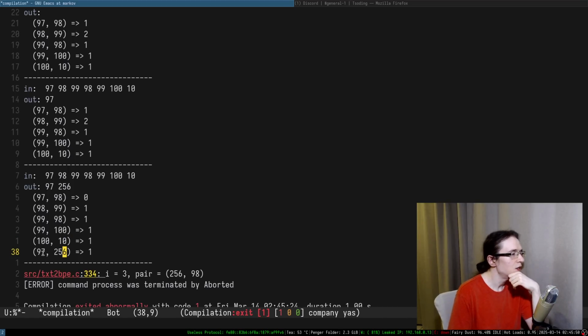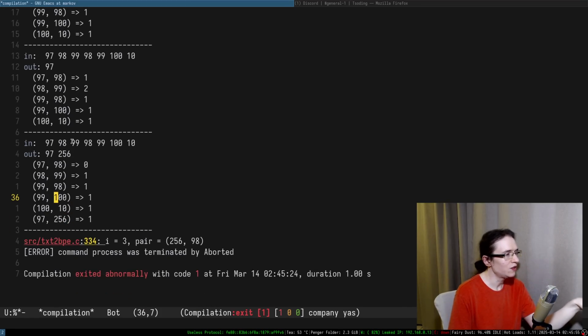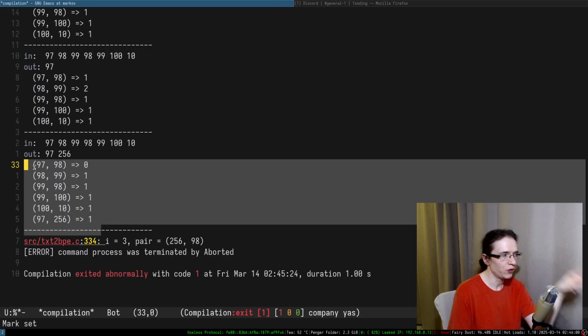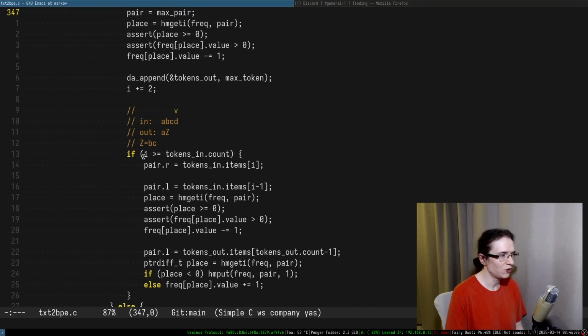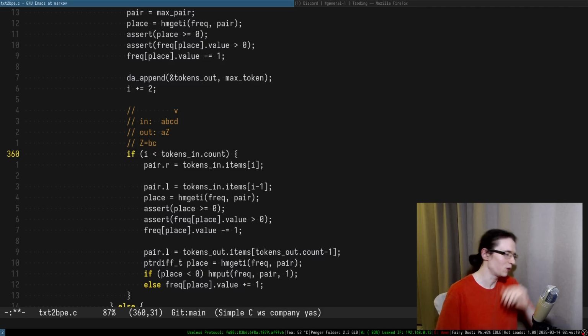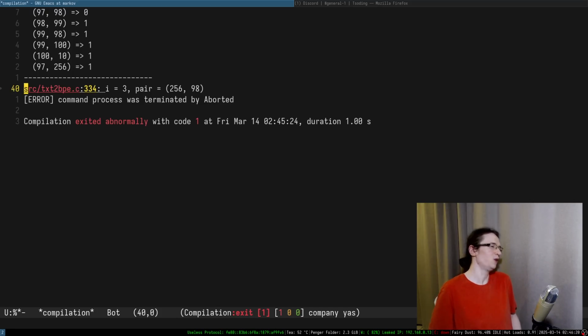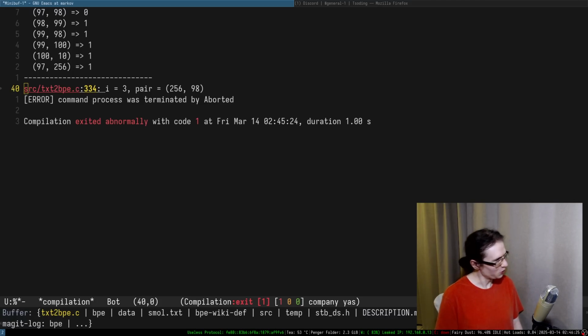Okay, it was incremented by 1, but I don't see the second one, 256, 99. This is where something went wrong in here. This is where something went wrong in here, and that means it's somewhere here. I see. So the condition has to be the, okay. Damn it. I'm glad that I managed to find it relatively quickly.